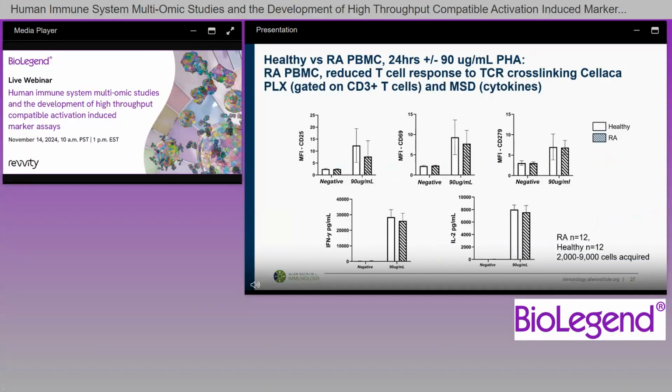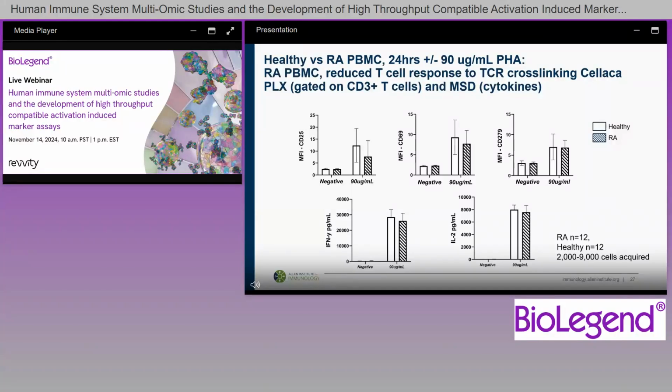After determining that we could obtain EC50s from the PLX that were comparable to the Stataflex and also showed the same trends as the results from the MSD assay, we decided it was time for us to incorporate our rheumatoid arthritis patient samples. We stimulated cells from 12 healthy and 12 RA patient samples for 24 hours.